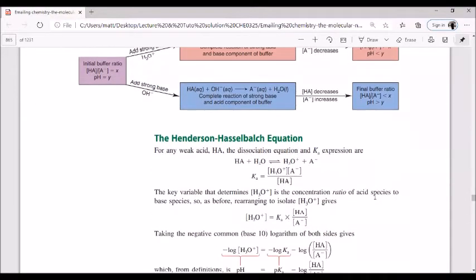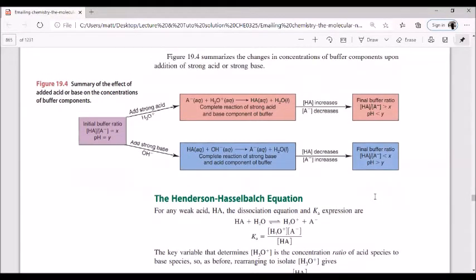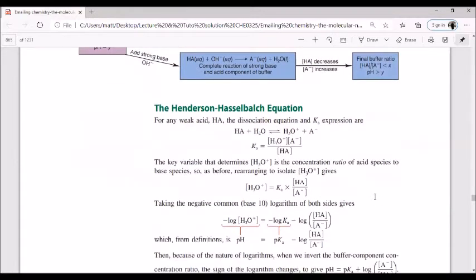Before I discuss the sample problem, I want to introduce the Henderson-Hasselbalch equation. For any weak acid, the dissociation and Ka expression is given, and you know this already. The key variable that determines the ion concentration is the concentration ratio of acid species to base species. Rearranging, hydronium ion equals Ka times the concentration ratio of conjugate acid to conjugate base of the buffer.